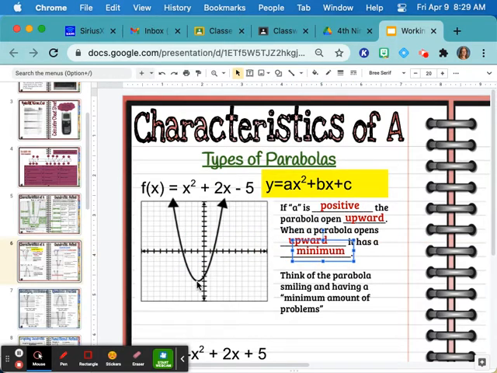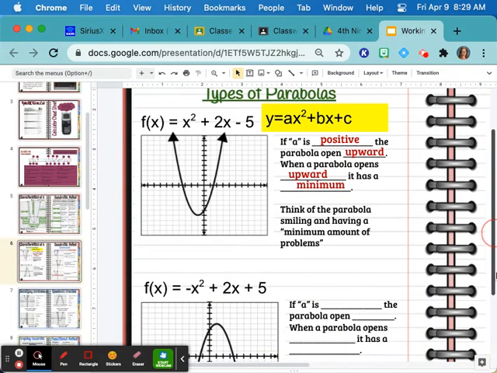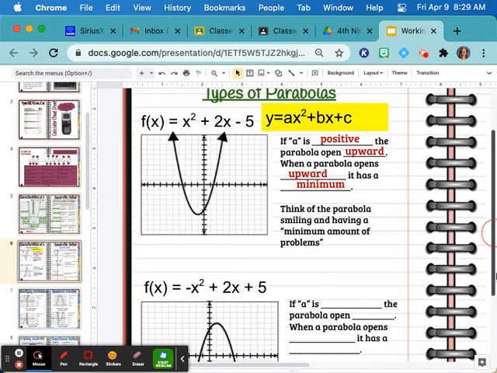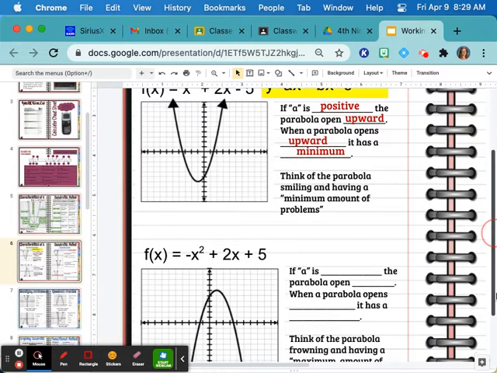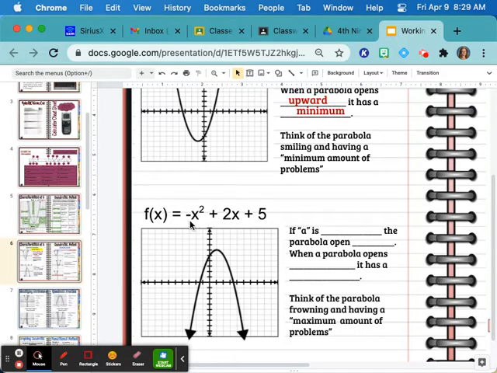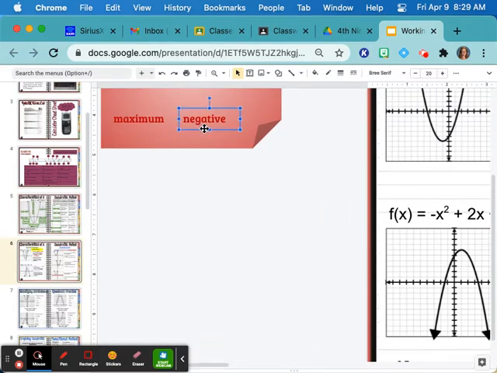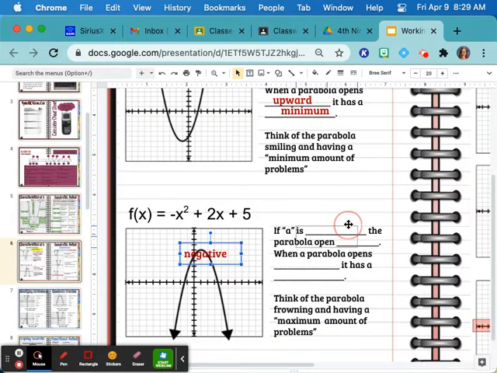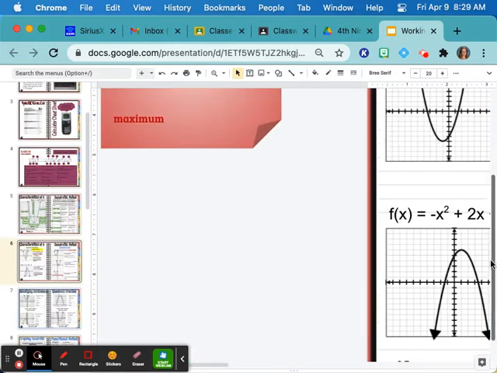So it has a restriction. It doesn't go below this. Think of a parabola smiling and having a minimal amount of problems. So upward, minimum. So then the next one, see how we have a negative out front? That is what makes it go downward. So if a is negative, then the parabola opens downward.